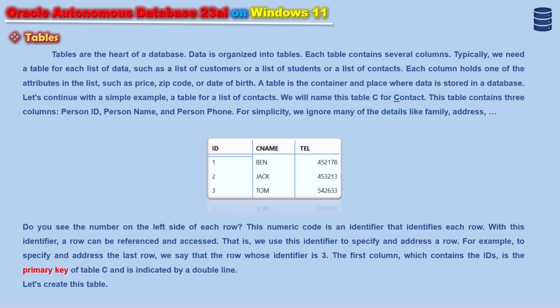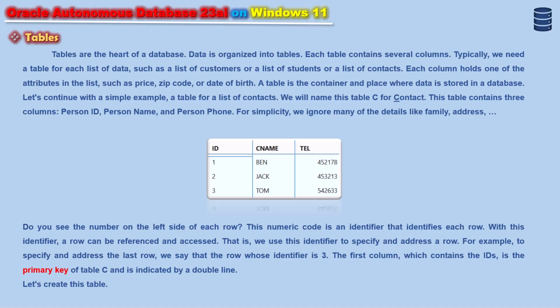Tables. Tables are the heart of a database. Data is organized into tables. Each table contains several columns. Typically, we need a table for each list of data, such as a list of customers or a list of students or a list of contacts. Each column holds one of the attributes in the list, such as price, zip code, or date of birth. A table is the container and place where data is stored in a database.